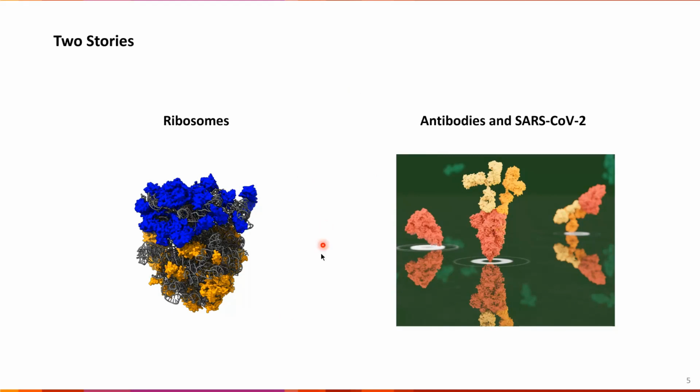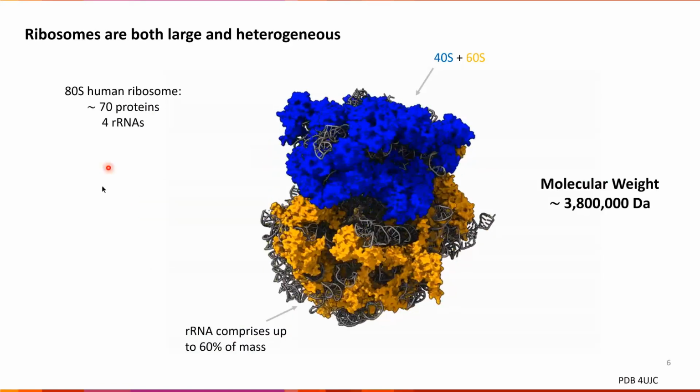So in the first half of this talk, I'll talk about some of our work studying ribosomal particles. In the second half of my talk, I'll talk about our work studying antibodies and how they bind to the SARS-CoV-2 spike protein. So to start off with ribosomes.